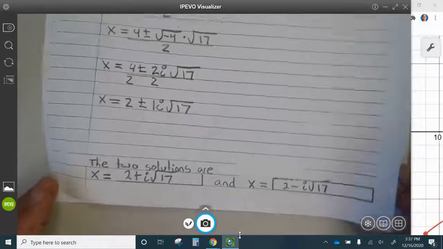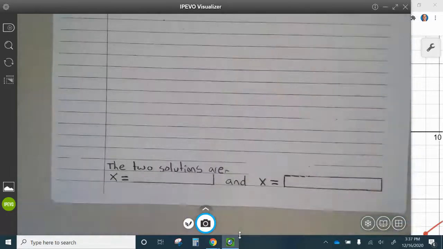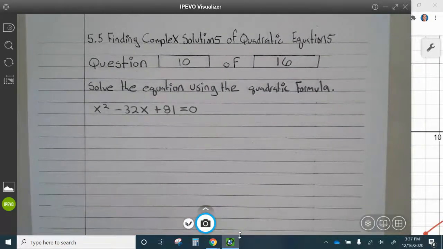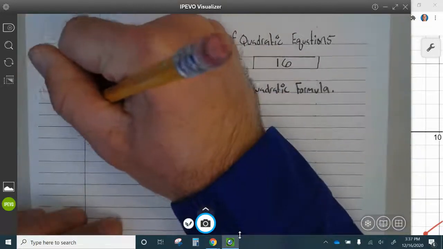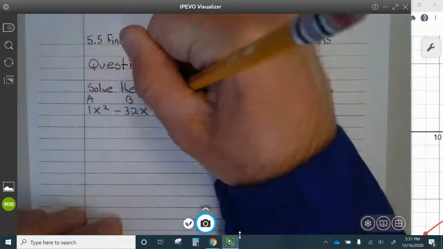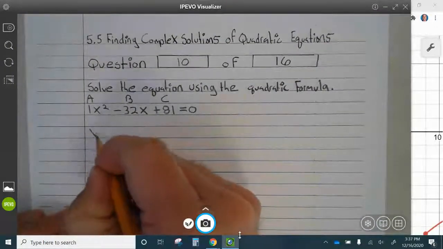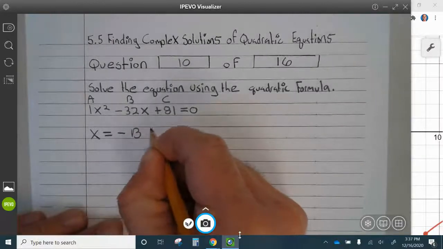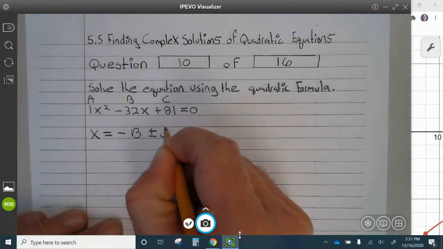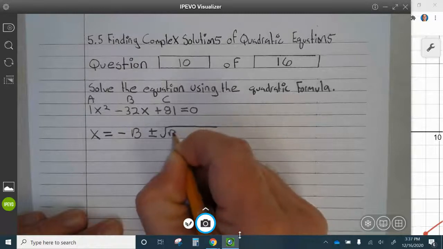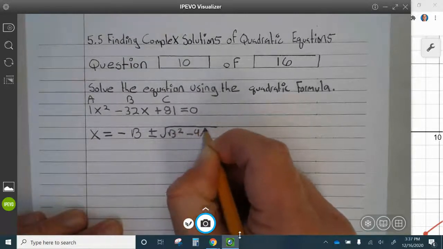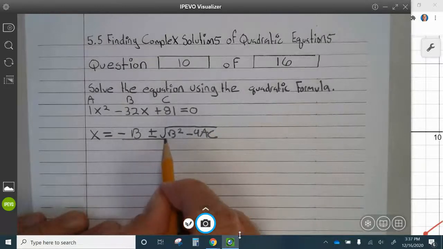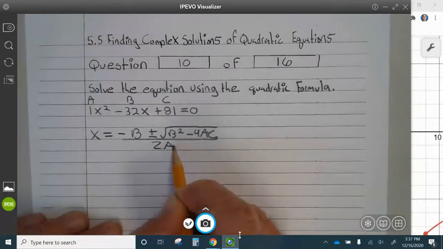Okay, let's take a look at the next question. Okay, question 10 of 16. Solve the equation using the quadratic formula. Okay, so this is the A value, this is the B value, and this is the C value. The quadratic formula is x equals negative b plus or minus the square root of b squared minus 4ac divided by 2a.